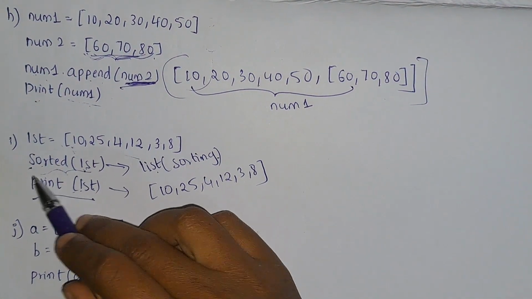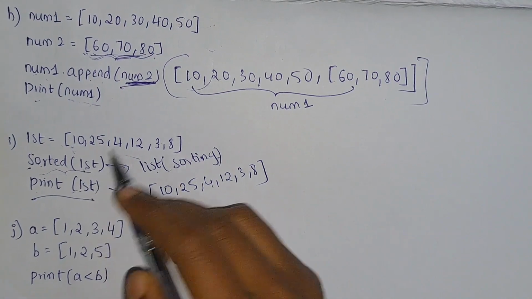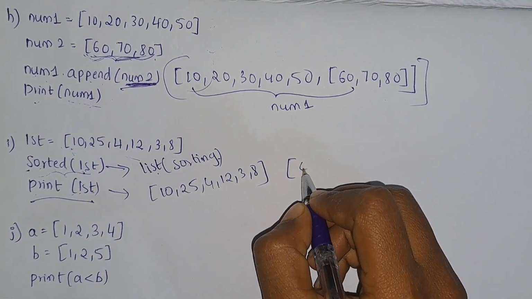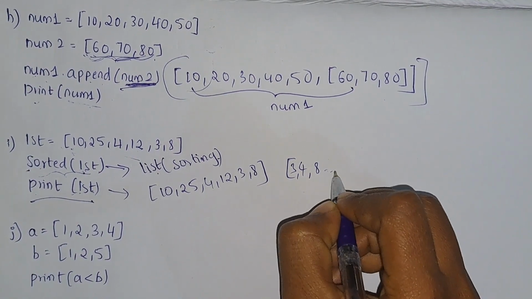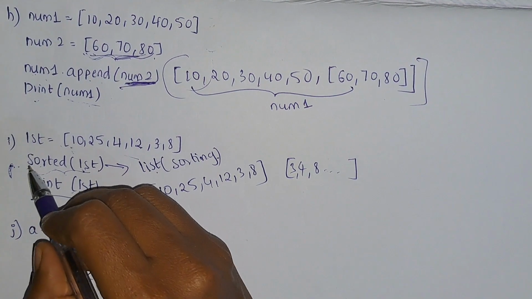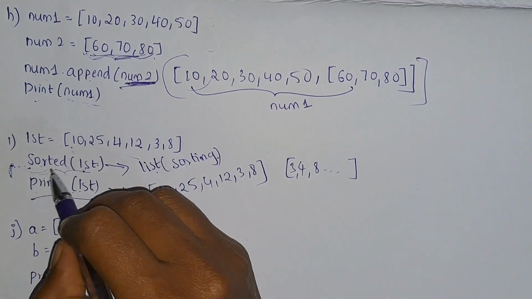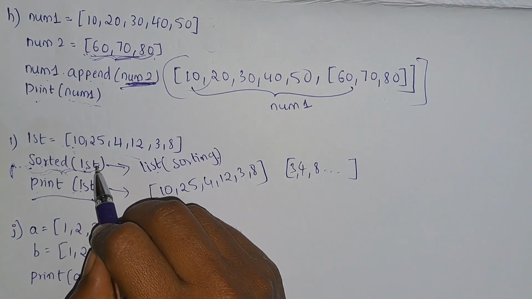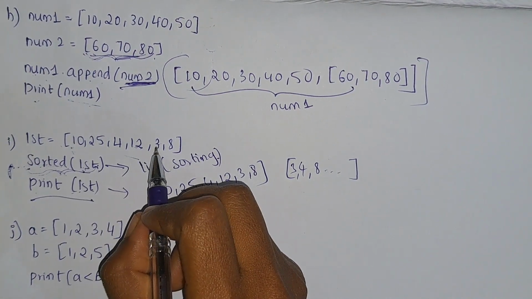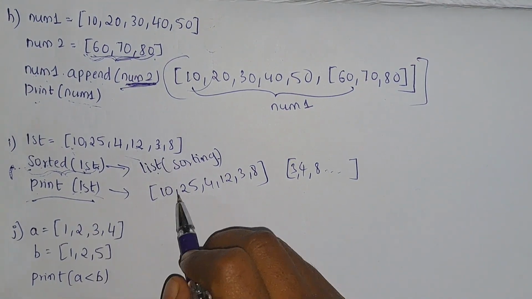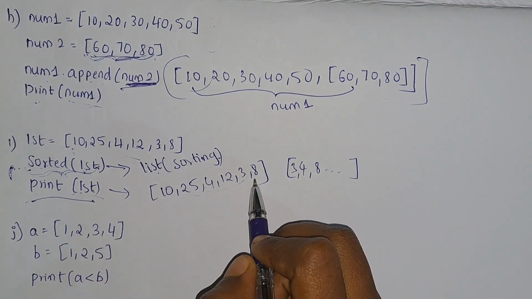So if you take print of sorted list, then it will return the sorted list. That means it will return like 3, 4, 8. In such a sorted manner, it will print the list if you take print of sorted list. But here you are just using sorted of list, so it will not modify any of the elements in the list by sorting. So when you print the list, you will get the same original list.